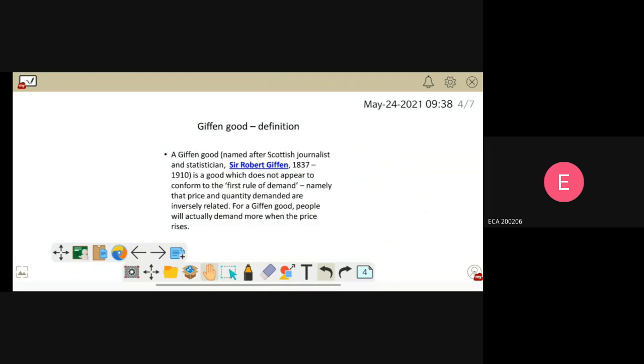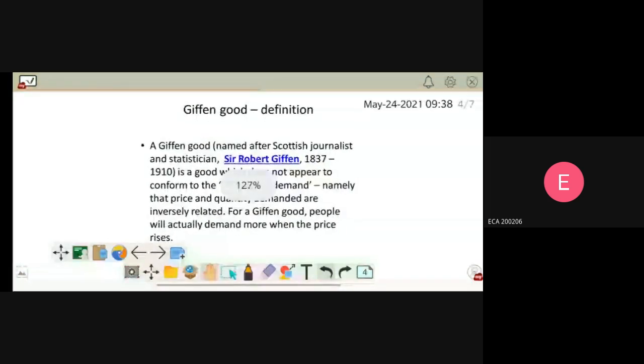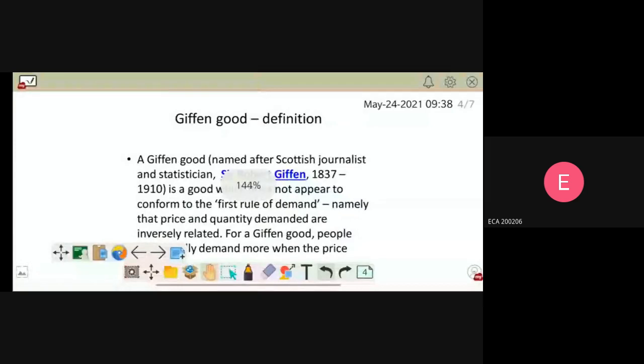The next concept that we are going to discuss is Giffen good. I'll give an idea so that this will be very interesting for you. We have studied the law of demand. The law of demand says when price increases, quantity demanded decreases. This is what we have studied in the law of demand.